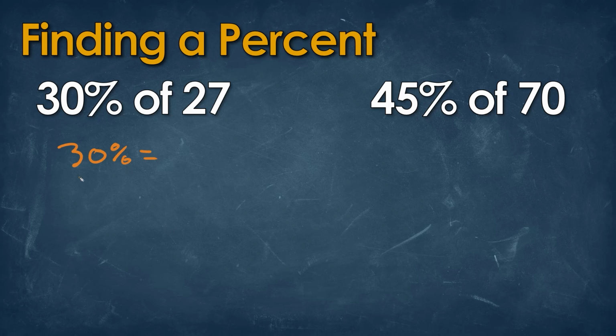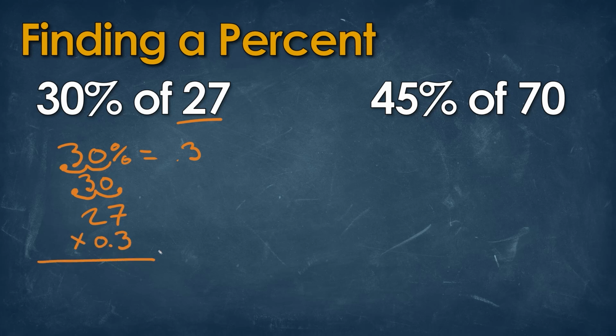Now to do that, we have to look at the idea that we have 30 and there's a decimal point after that 0. We convert this into a decimal by moving that decimal point over 2 places. So from 30%, we go 1, 2, and we're left with 0.3. Once we have that decimal, we can take our number 27 and multiply it by 0.3.